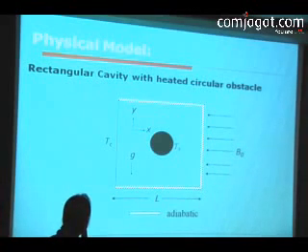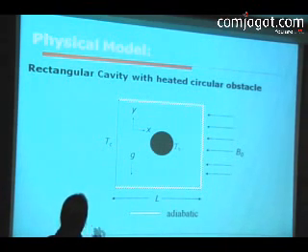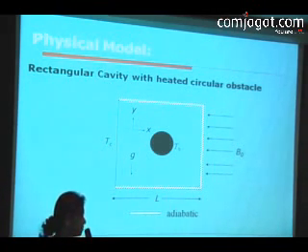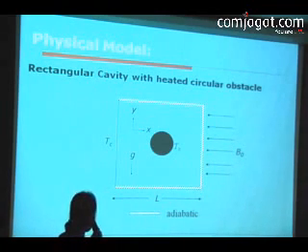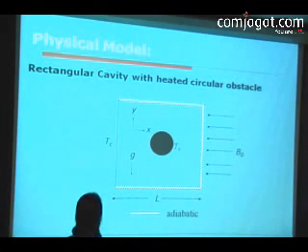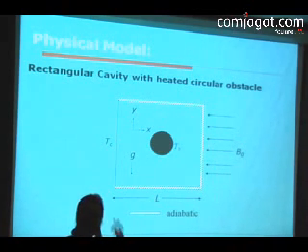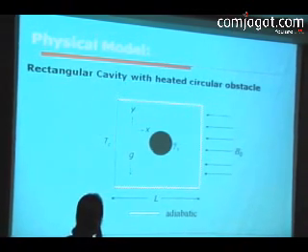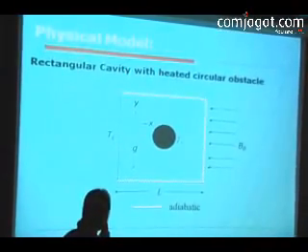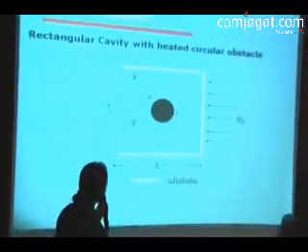The cavity contains a circular obstacle at the center. Three walls of the cavity are adiabatic. The left wall of the cavity is constantly heated at temperature Tc, while the circular body at the center is at constant temperature Th, where Tc is less than Th.